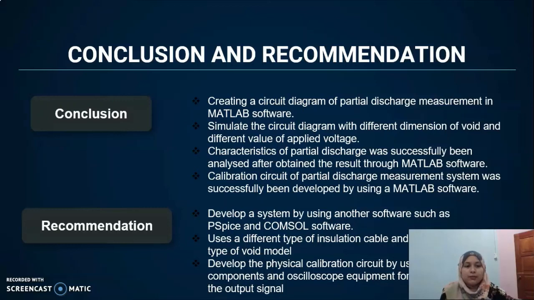The recommendations to improve this project are to develop a system by using other software such as PSPICE and COMSOL, to use a different type of insulation cable and different type of void model, and lastly, to develop a physical calibration circuit by using real components and oscilloscope equipment.